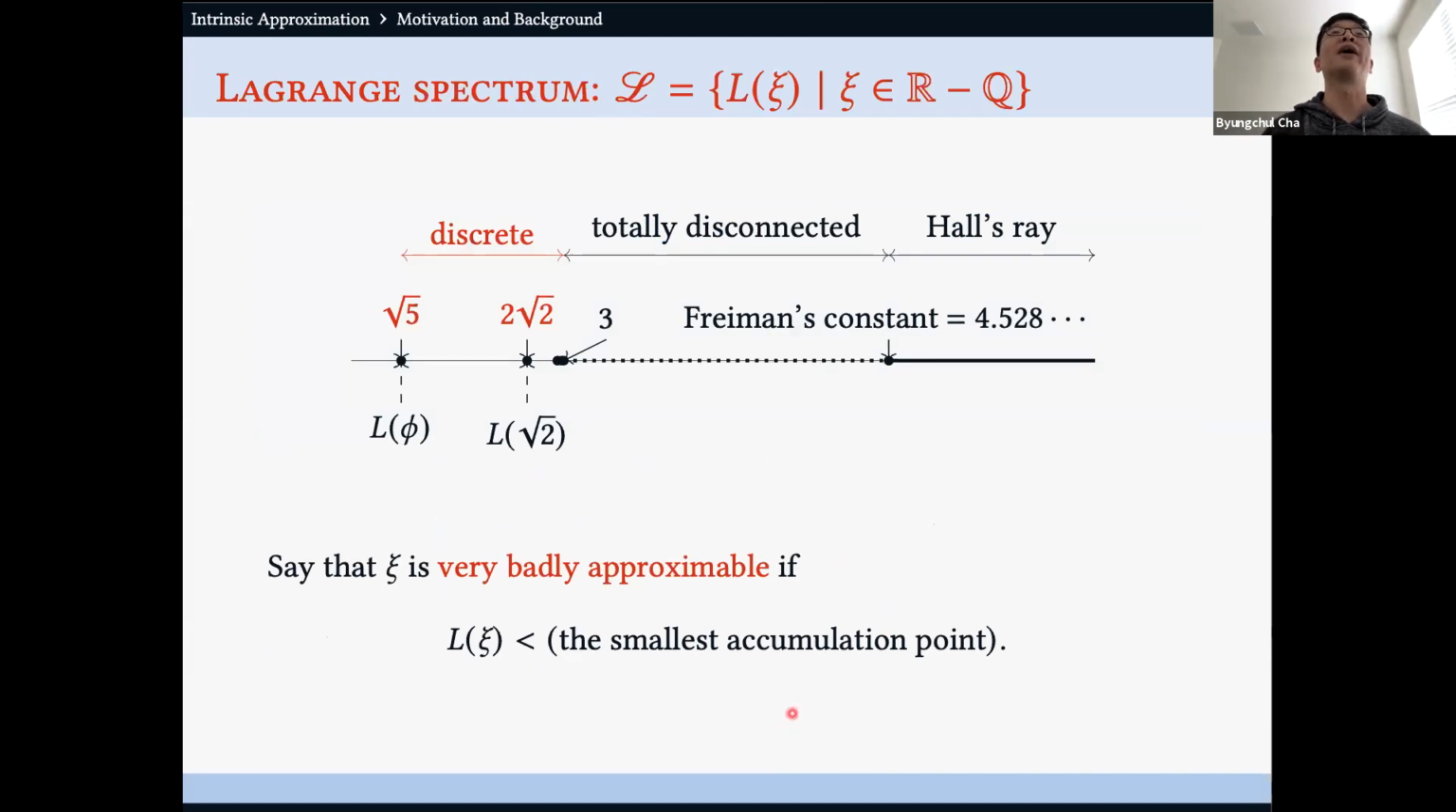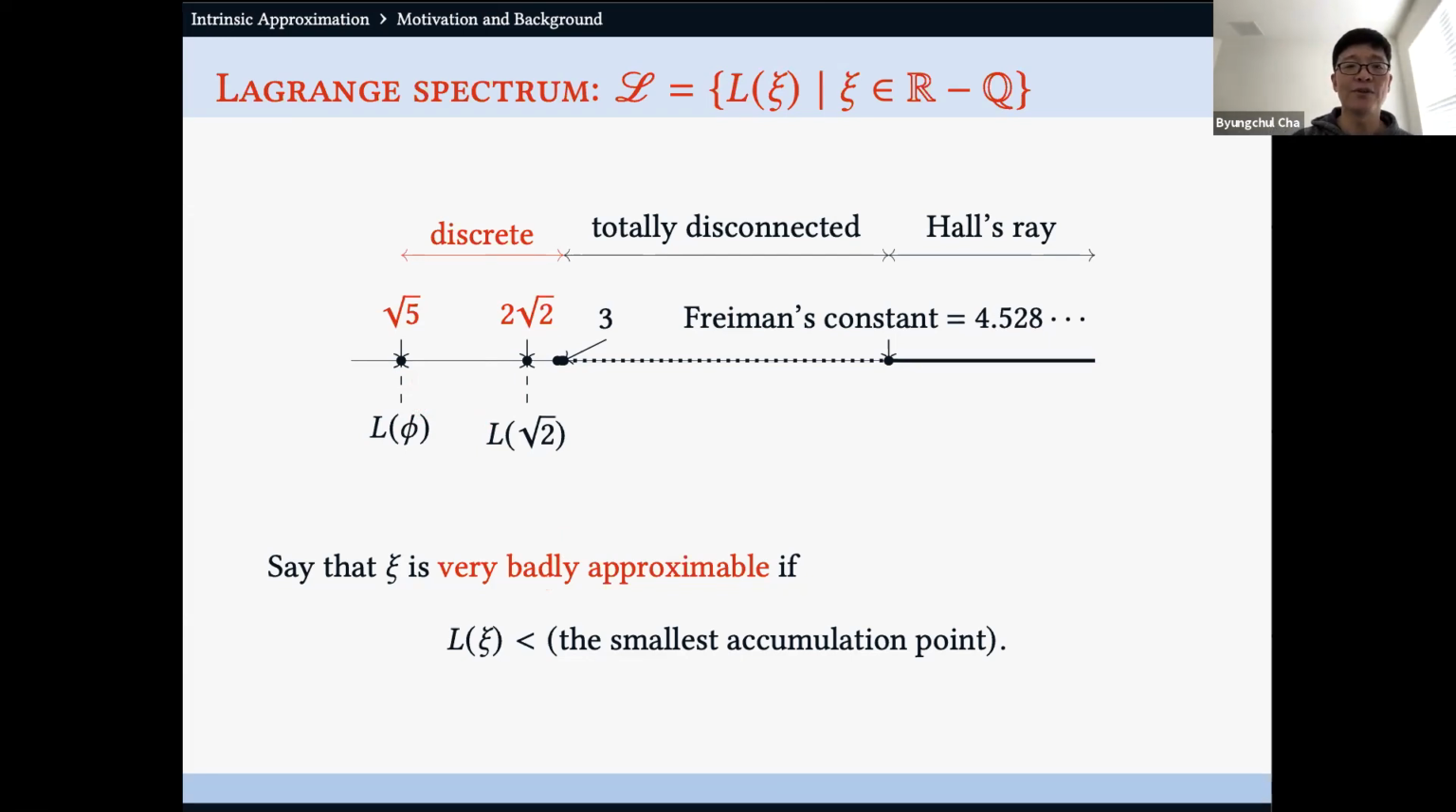The usual definition is that you collect the Lagrange numbers of all irrationals, and that set of all Lagrange numbers is called the Lagrange spectrum. Like I said, the golden ratio, we all know, is the worst approximable number, and it's the first number that turns dark as your capital L increases. And then after a while, square root 2 or its equivalent numbers will turn dark as well, and that happens when L is equal to 2 root 2 and so forth.